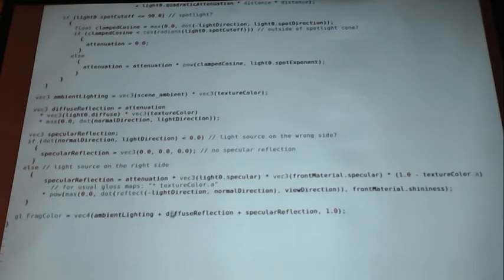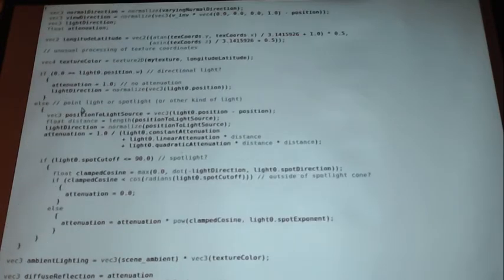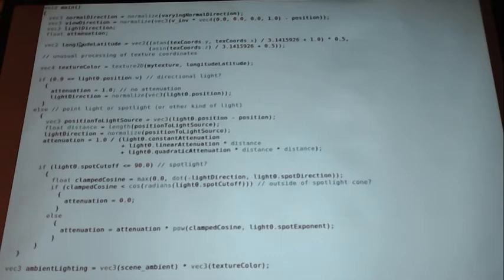Then we got the diffuse reflection, and for the diffuse reflection up here, we have to take into account the attenuation, so if I scroll up here, we got this float attenuation up here. So if we track the progress of this attenuation, if you're looking to see if it's a directional light, 1 is no attenuation whatsoever. But if we're looking at a point light or a spotlight or some other kind, then it's different.